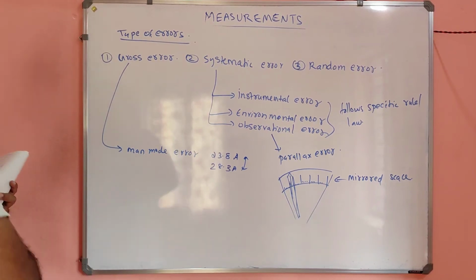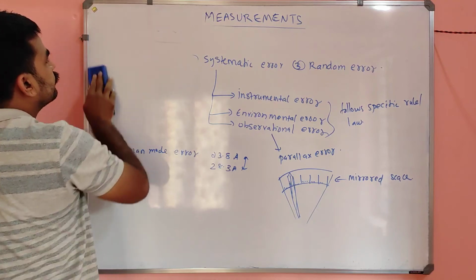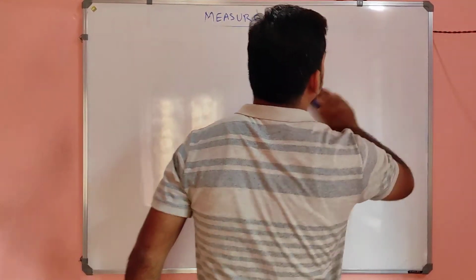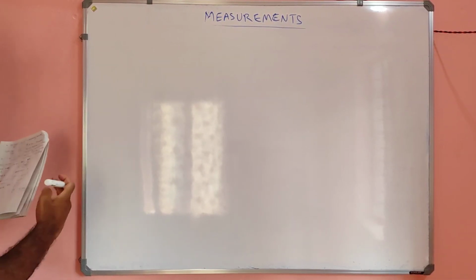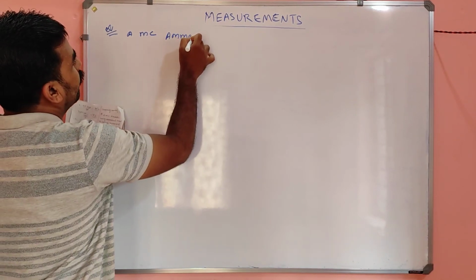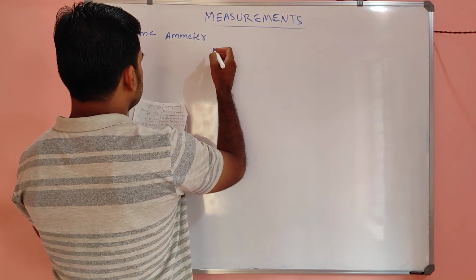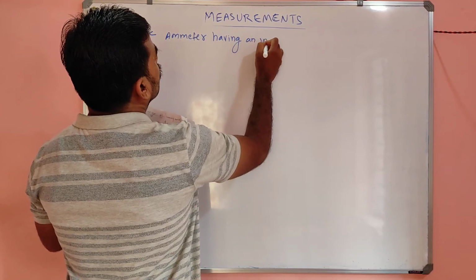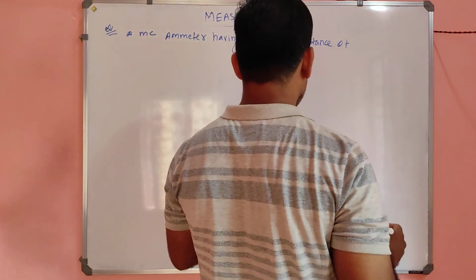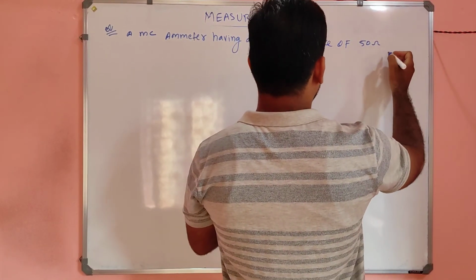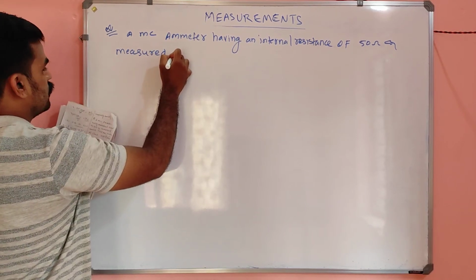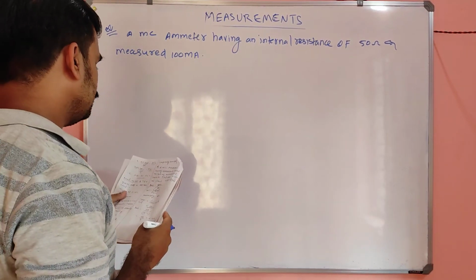Okay, write a question. A moving coil ammeter, MC ammeter, having an internal resistance of 50 ohm and measuring 100 milliampere. Find the value of shunt resistance for measuring 1 ampere.